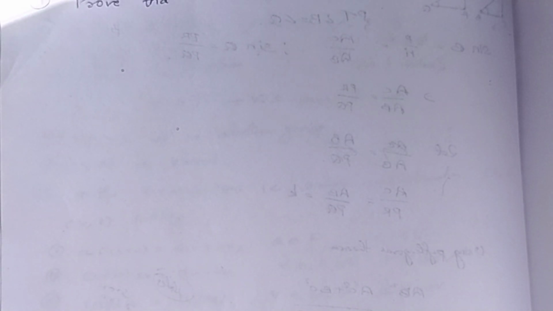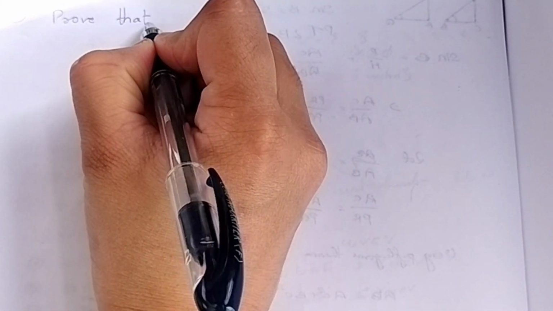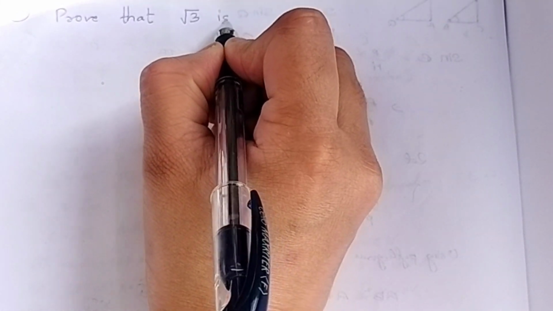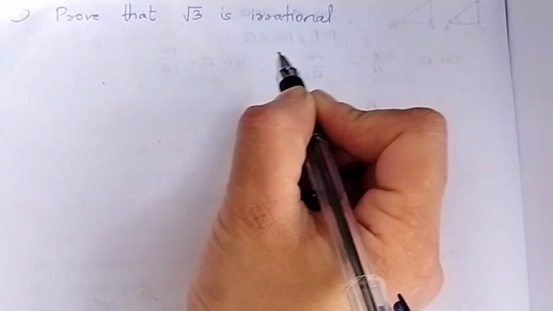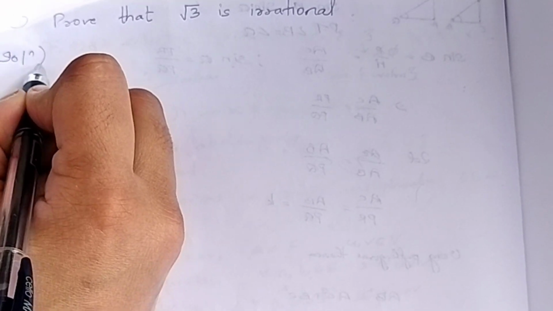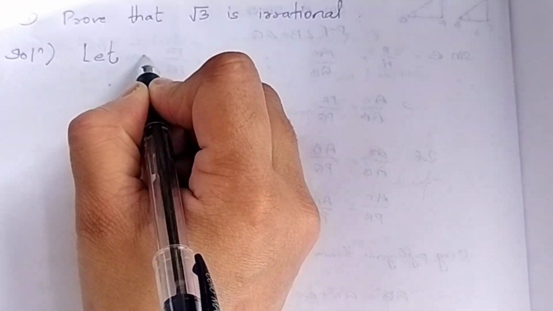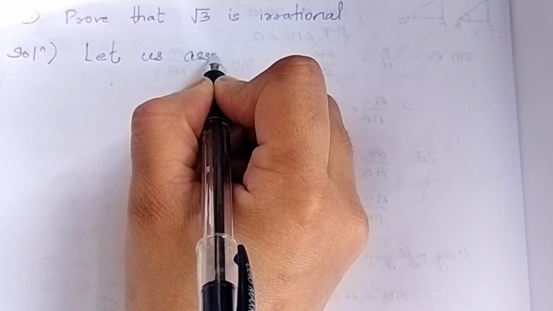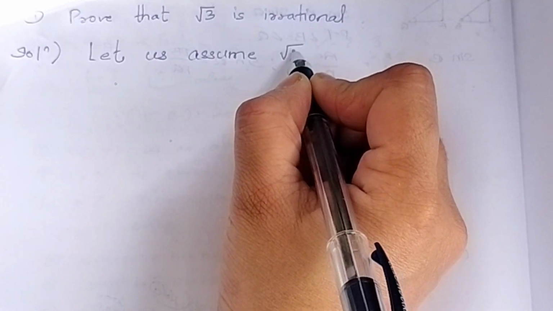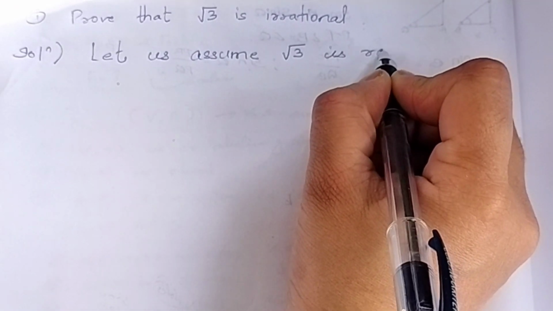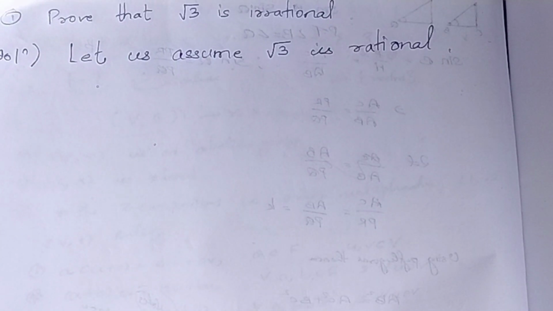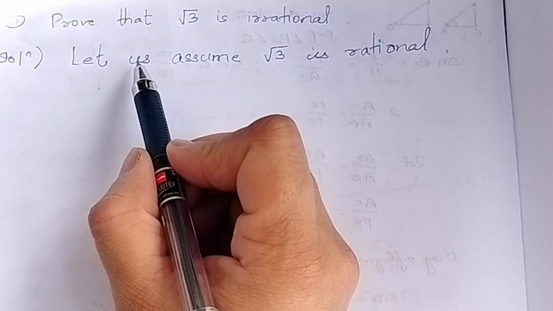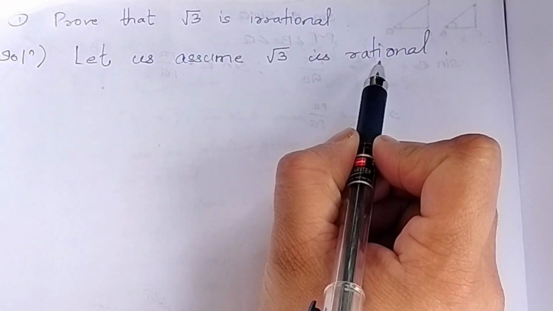So today I'll be dealing with the class 10 maths question, that is, prove that root 3 is an irrational number. Solution: first we will assume, let us assume, root 3 is rational. So students, we will solve this with the help of contradiction. That's why we assume that root 3 is rational.